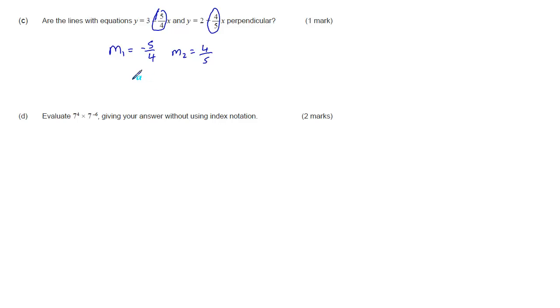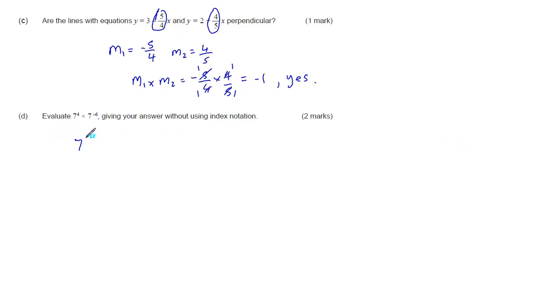4/5. So if we multiply those gradients together, we get negative 5 over 4 times 4 over 5, cancelling down, all of these become 1s. And that does give us negative 1. So the answer is yes.